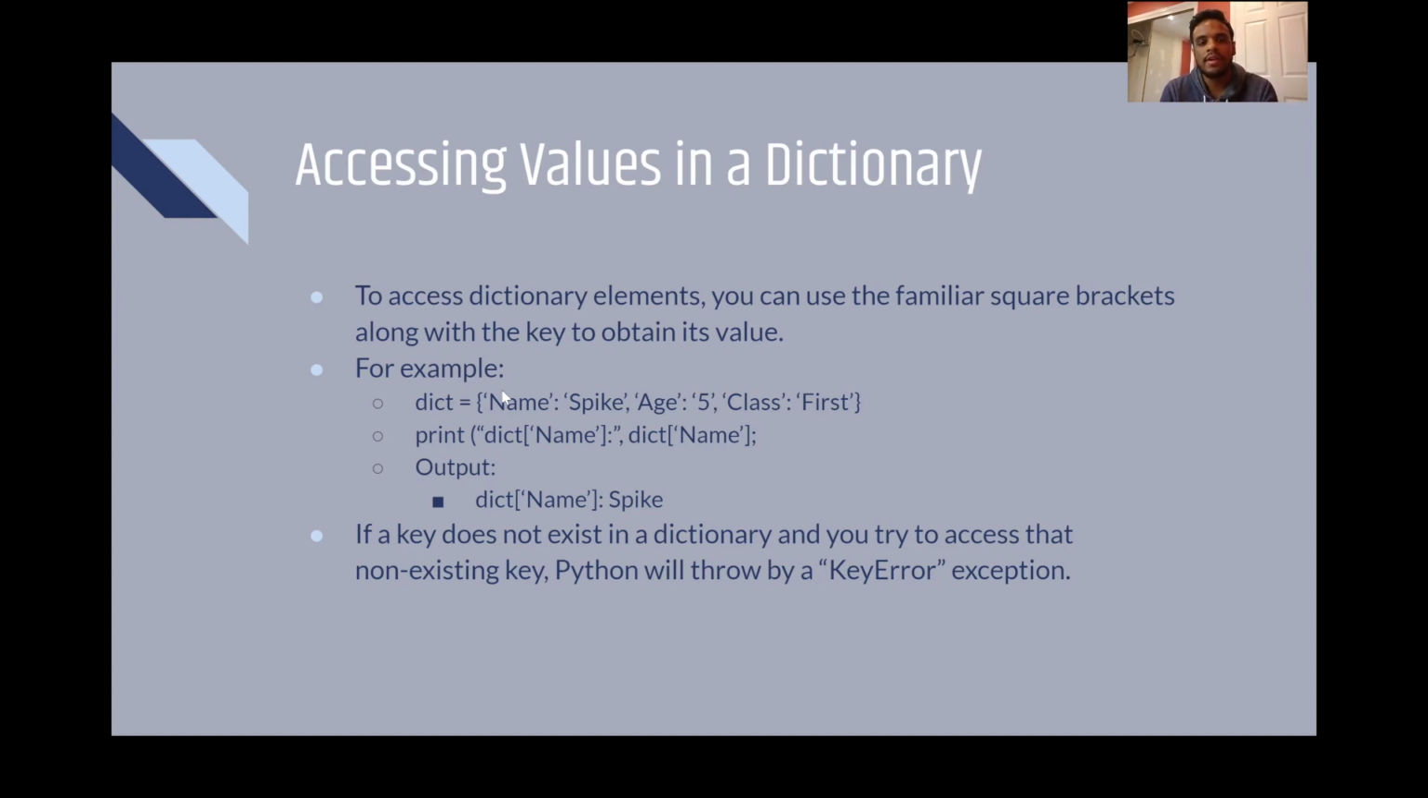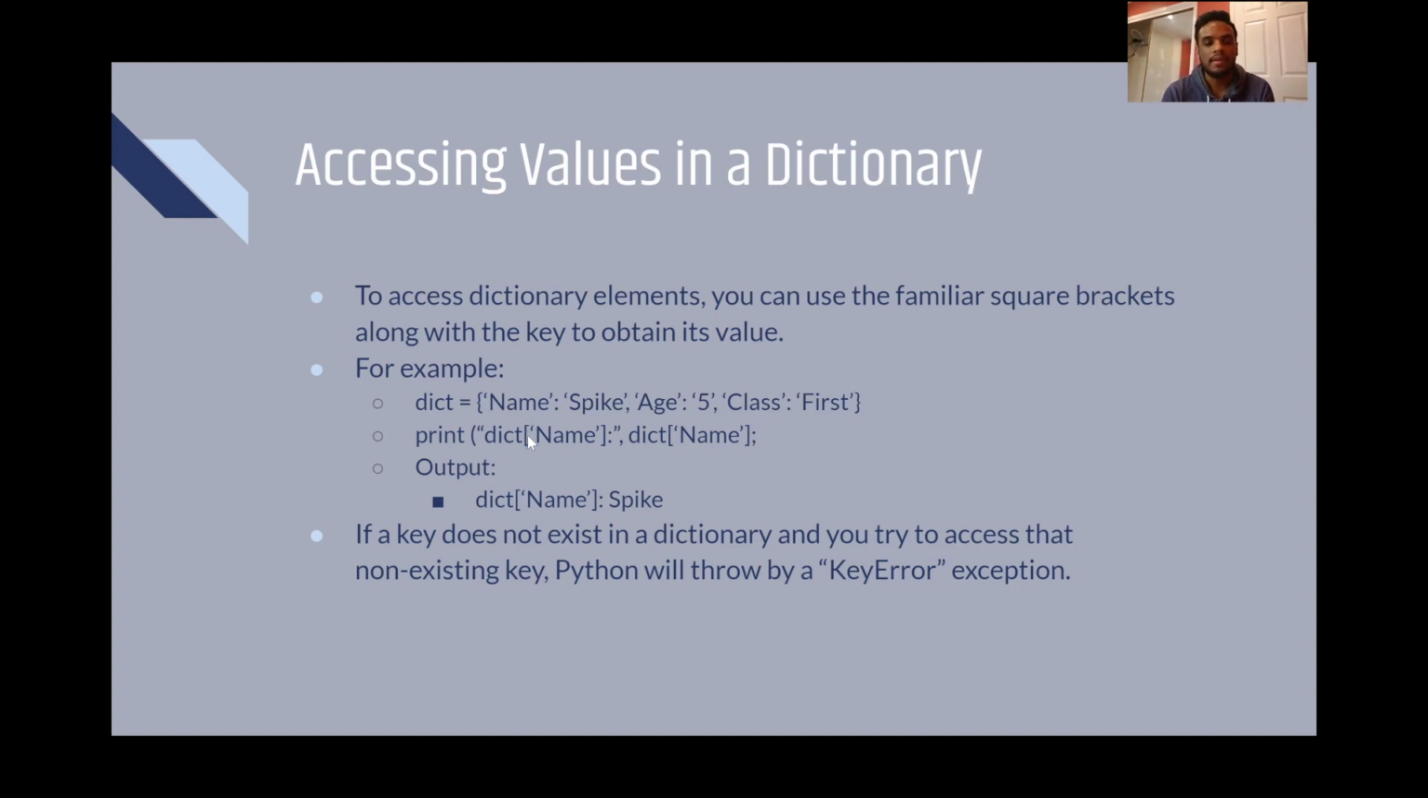I have a dictionary and I have its key name and its value Spike, the key age and its value 5, and the key class and its value first. So let's say I want to print out the name. The way I print out the name is to write the dictionary's name. In this case, I named the dictionary Dict, D-I-C-T. And then I do the square brackets, and I want to obtain the name, right? I want to obtain the name Spike.